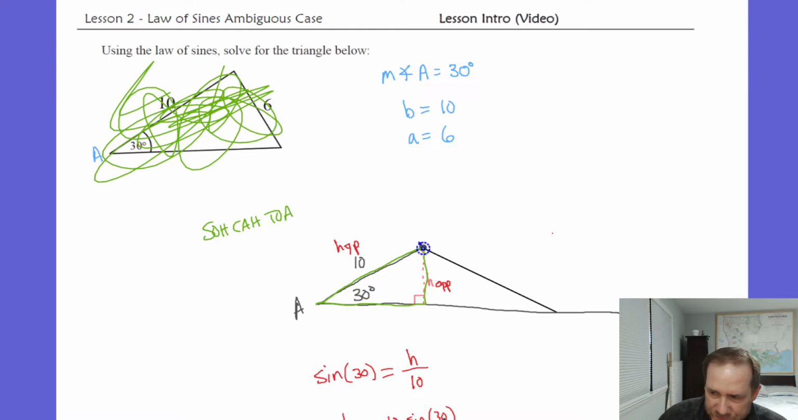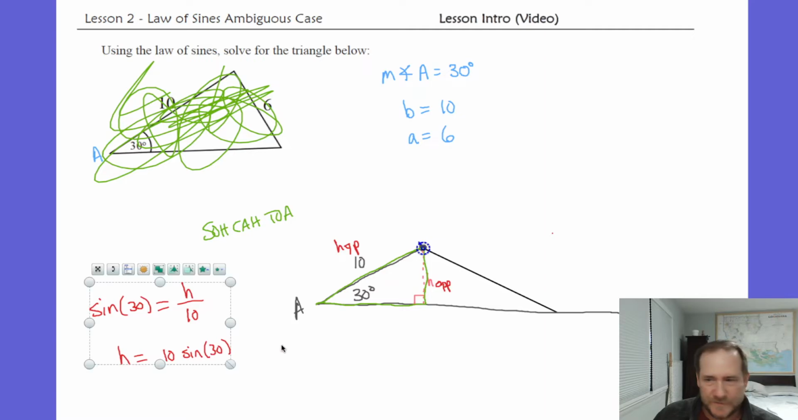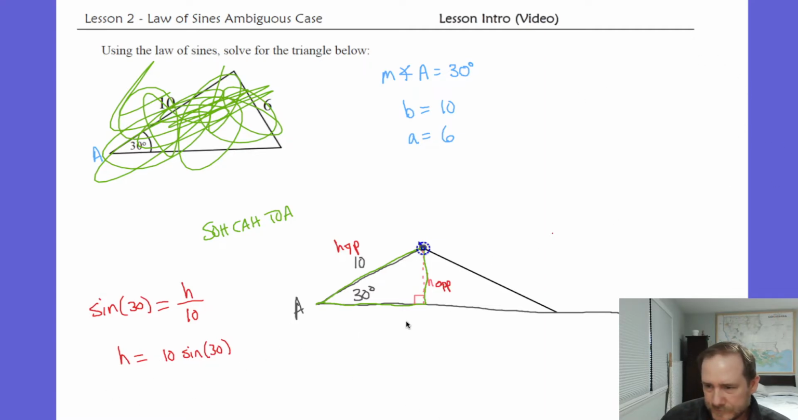Now normally these trig values are irrational, ugly numbers, but sine of 30 you guys know is exactly 1/2. So that means we can actually evaluate this off the top of our heads. Half of 10 is just going to be 5. So we now have that value as a cutoff. And so we see that the 6 that we have is longer than H, but it's less than 10. So that's right in that sweet spot to give us two solutions.